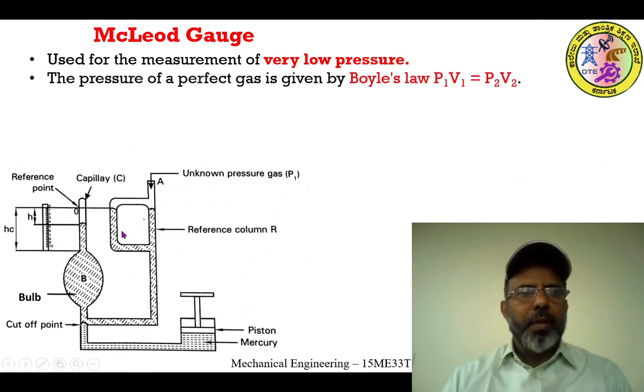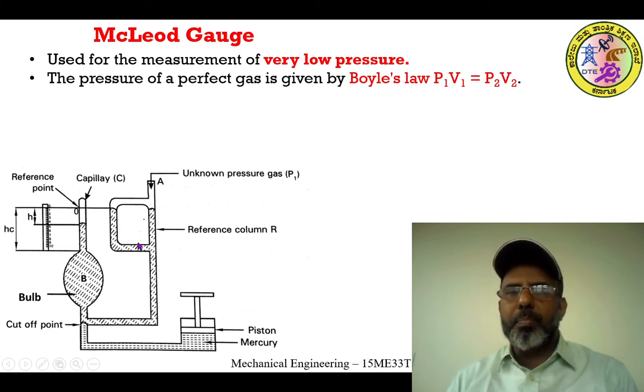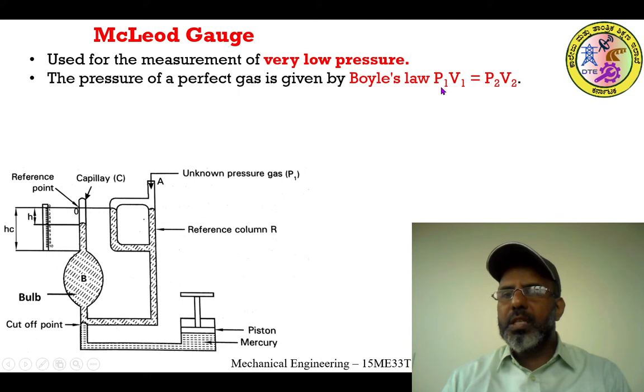The McLeod gauge works on the principle of Boyle's perfect gas law, that is P1 V1 equals P2 V2, where P1 is the initial pressure, V1 is the initial volume, P2 is the final pressure, and V2 is the final volume.